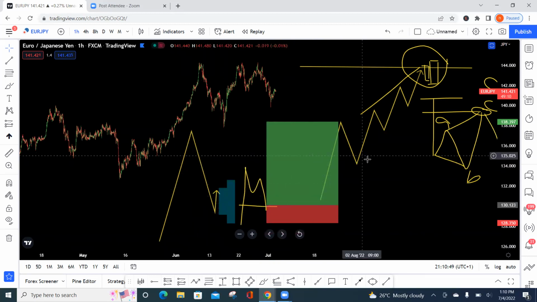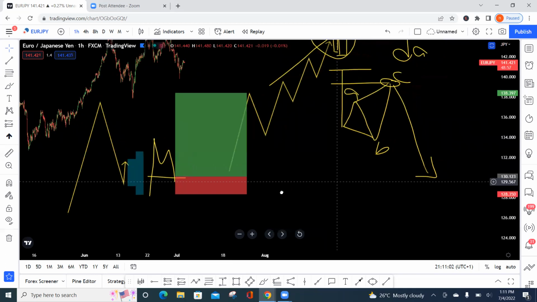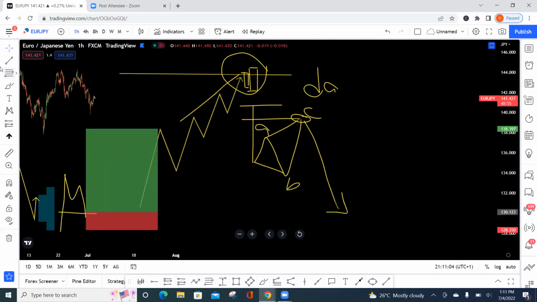All right? So this is the first setup. This is the first entry setup that I trade. If I don't see this, I don't trade. I want to show you the second one now. All right, the second one that I consider.